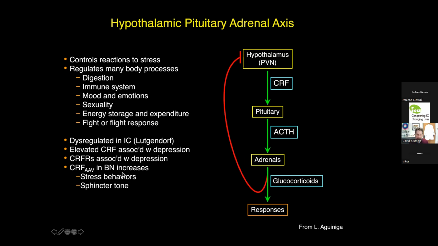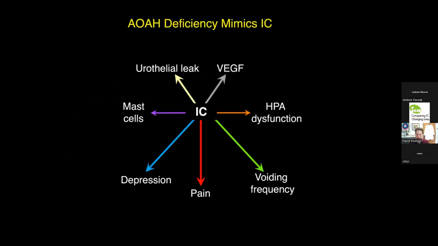And it was also shown by Rita Valentino's group that when you turn this on inappropriately in the voiding centers of the rodent brain, you get altered stress behaviors as well as altered sphincter tone. This is a little different in rodents from humans. But as a result of all this, this is what I showed you about IC. Our AOH mouse is very similar. It does almost all of this perfectly.